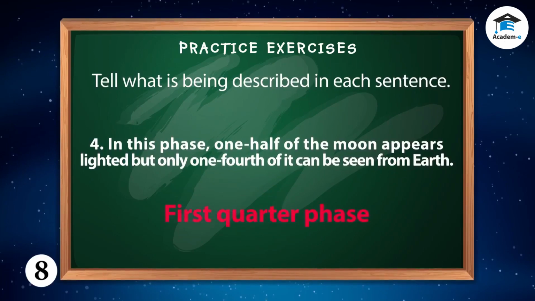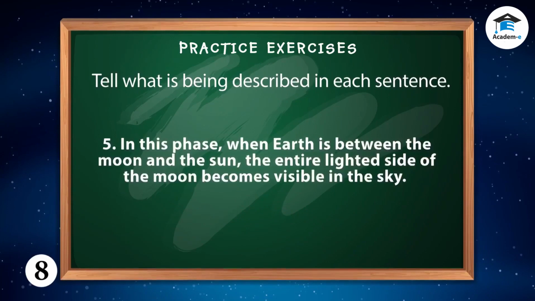First quarter phase. In this phase, when Earth is between the moon and the sun, the entire lighted side of the moon becomes visible in the sky. Full moon. Great job!